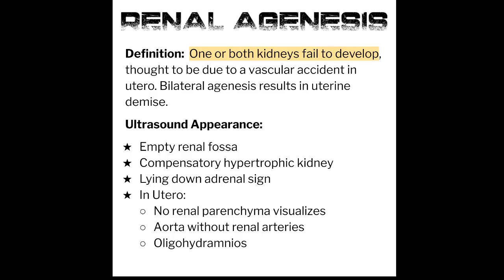Now, if we're scanning a fetus and looking for both of the kidneys, as we should during our fetal survey, we might notice again that one side is missing the kidney, or we might see that both sides are missing the kidney. So we would not see any renal parenchyma in the expected area or even down in the pelvis. We also can check the aorta to see if we can see renal arteries coming off of it, and then the fetus will have oligohydramnios, or low amniotic fluid levels.